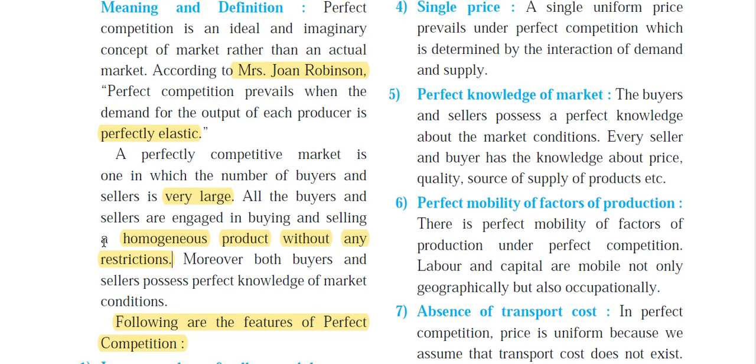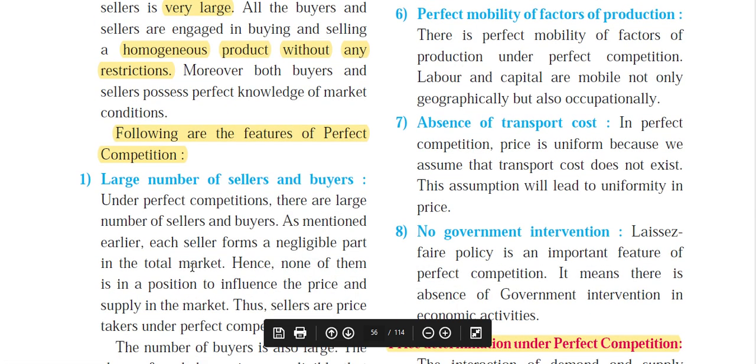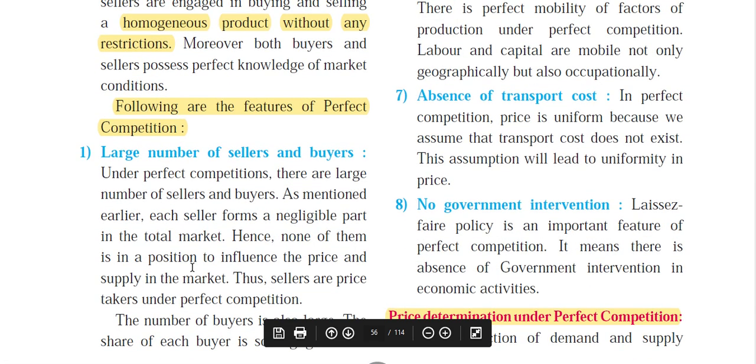So going with the definition again, perfect competition prevails when the demand for the output of each producer is perfectly elastic. So these two phrases are important: demand for output and perfectly elastic. And then we move on with the features. So there are a total of 8 features.